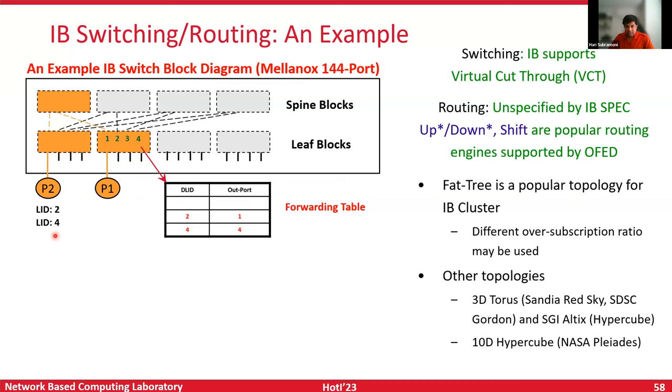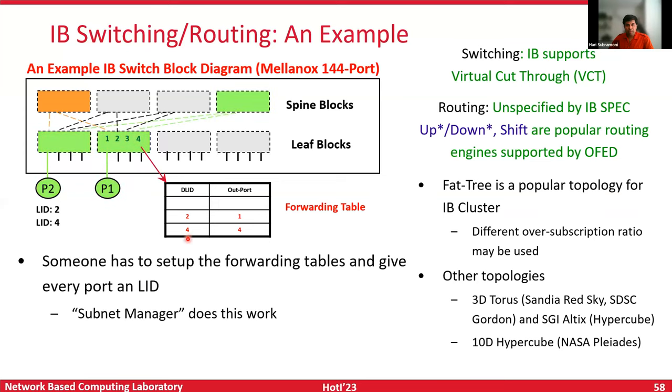So in this case, if you had multiple LIDs, then the OpenSM would have initially configured alternate paths through the network so that, let's say, I could potentially use a destination LID of 4 and then have the packet go through a different path in the network and reach my target. This is a way to avoid congestion as well as to introduce redundancy in communication. And different routing algorithms may give different paths.